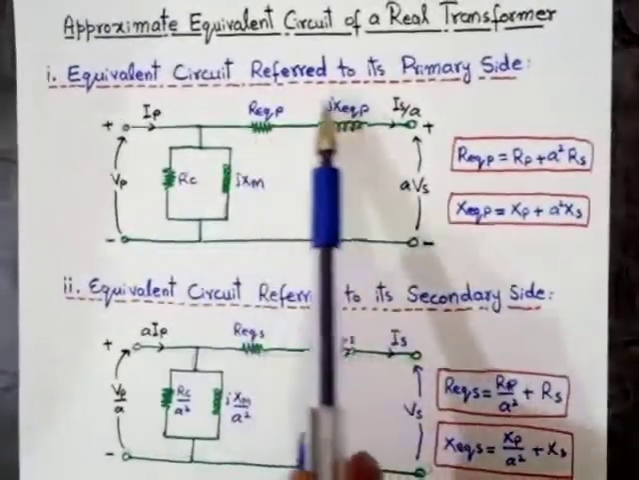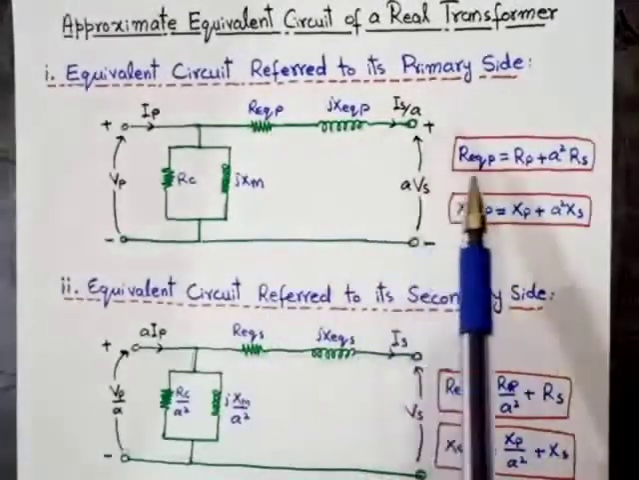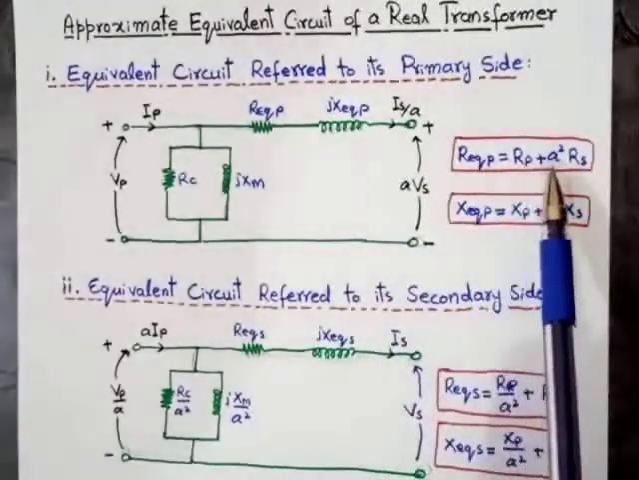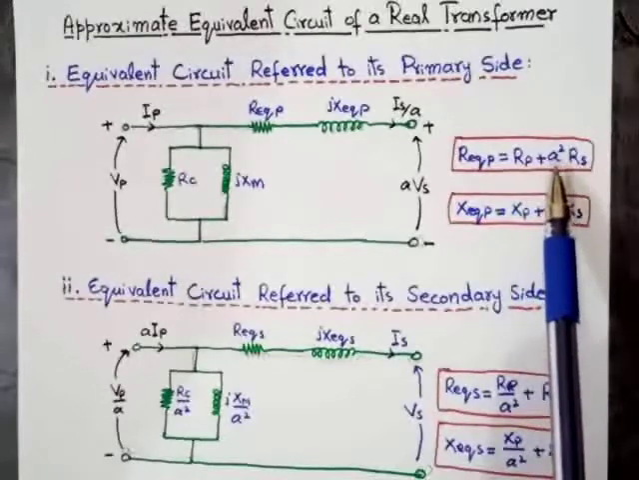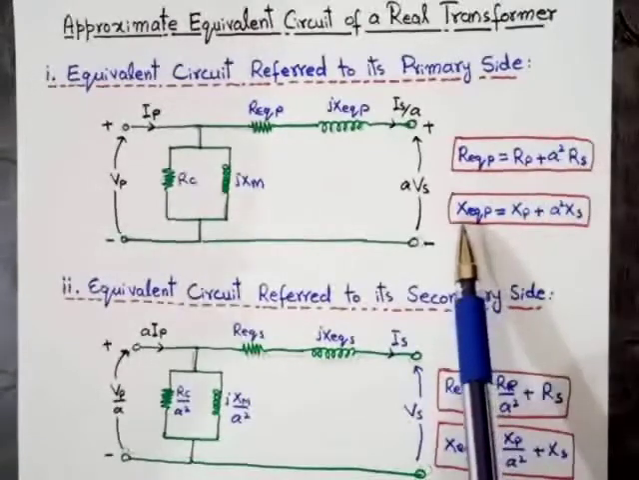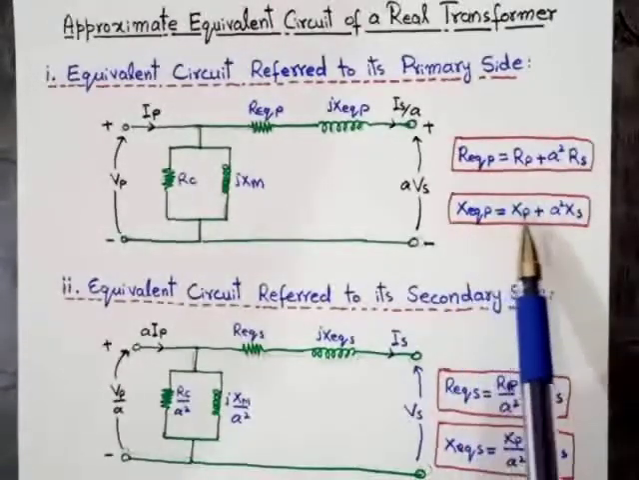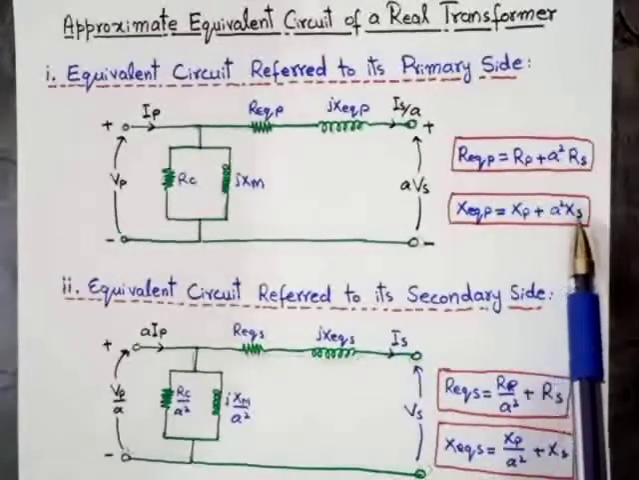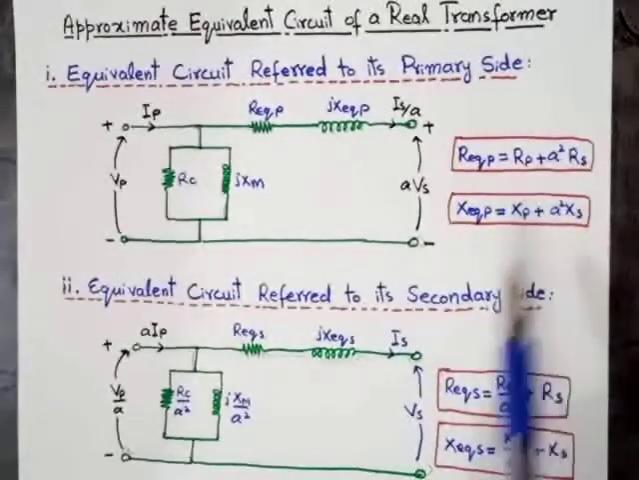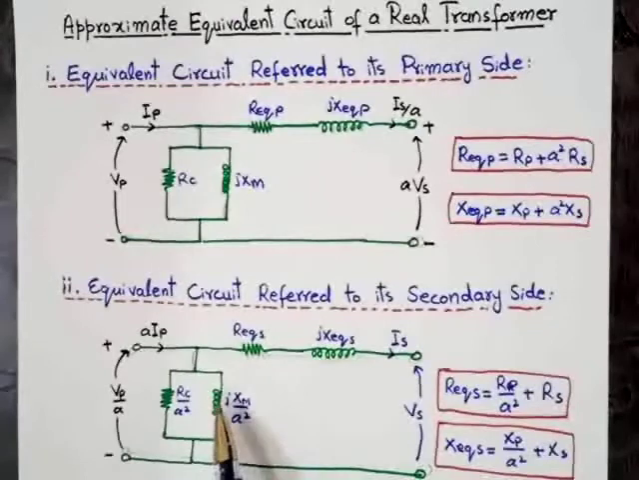Now these two parameters are in series, that is, R equivalent in the primary will be equal to Rp plus A squared into Rs, and reactance equivalent will be equal to Xp plus A squared into Xs. Similarly, from the primary to the secondary circuit, we have also transformed this branch to the start of the circuit.